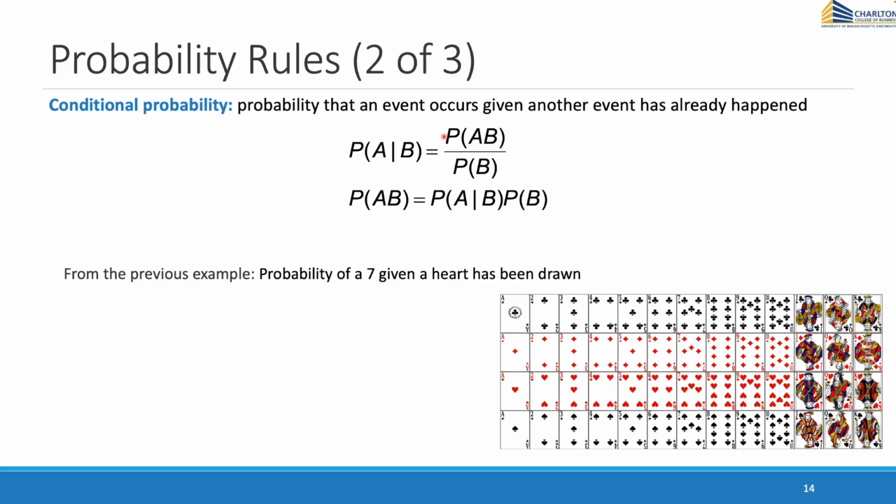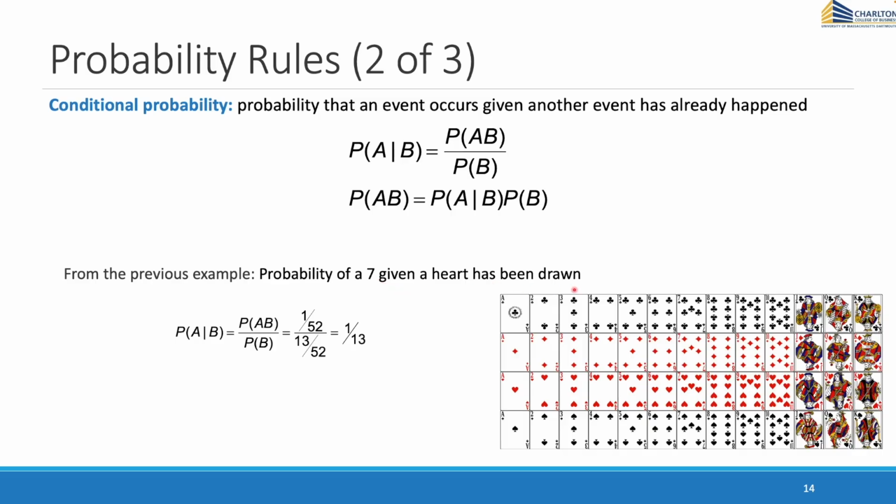That's equal to the joint probability divided by the condition probability. Probability of A and B divided by probability of B. From this function, we can calculate the joint probability, which is equal to probability of A given B multiplied by the probability of B. For the same example, the probability of a 7 given that a heart has been drawn.